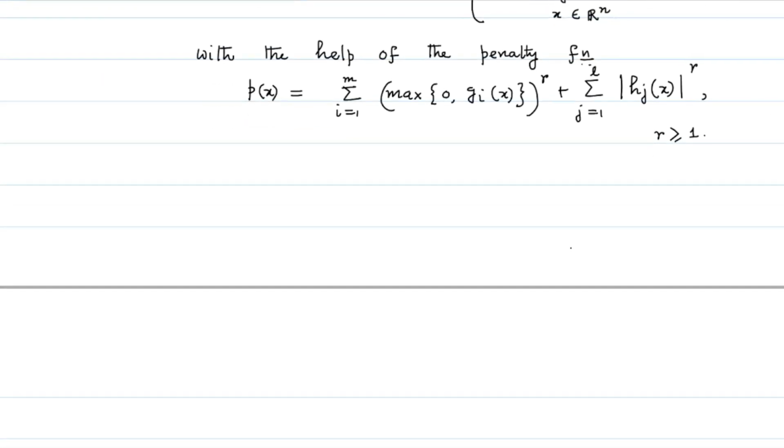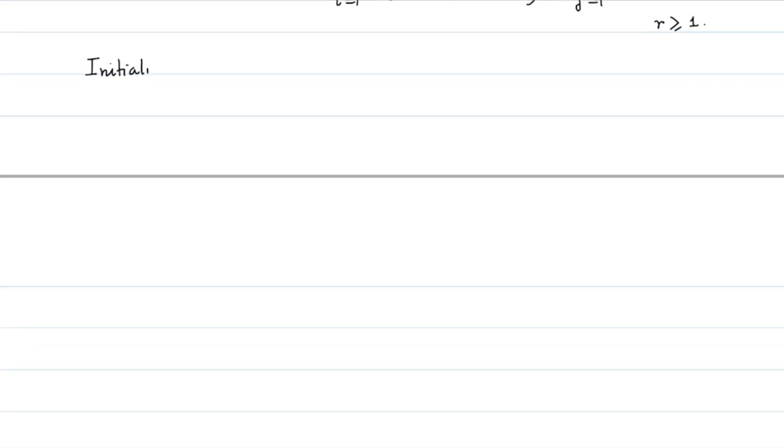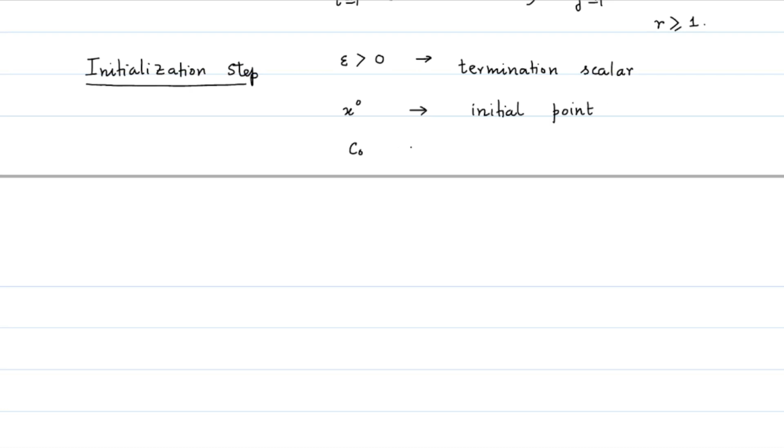Now in the algorithm, the initialization step is the following. You give a termination scalar epsilon greater than 0, so that we terminate the algorithm when the penalty term c times P(x) has value less than epsilon. We also provide an initial point to start with and provide the initial penalty parameter, a positive quantity. We initialize the iteration counter k equal to 0.